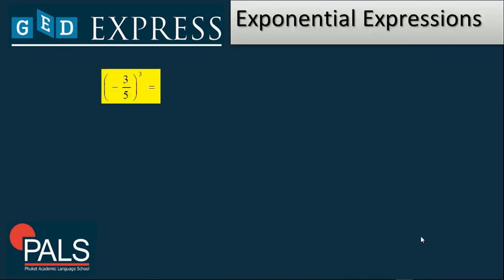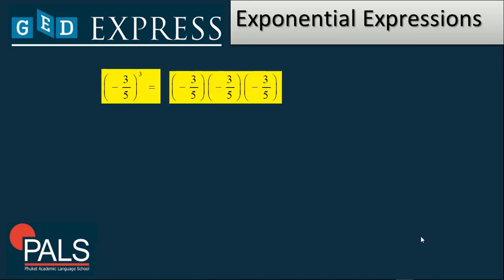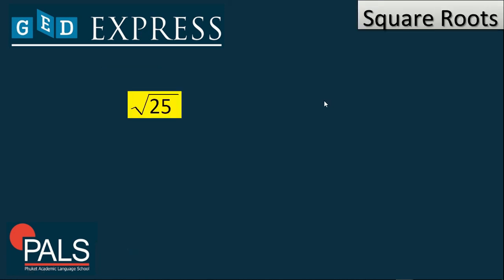Now, for example, we have negative 3 fifths raised to 3. So we are multiplying negative 3 fifths three times. So that will become negative 3 fifths times negative 3 fifths times negative 3 fifths. In this case, the exponent is an odd number, and we have a negative sign, so the final answer will still be negative since it is an odd power. And we multiply 3 times 3 times 3, that will give you 27, and 5 times 5 times 5, that will give you 125.